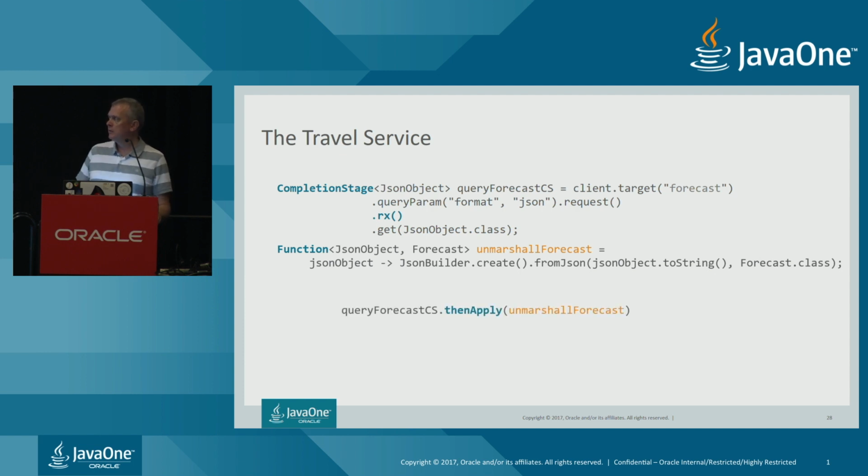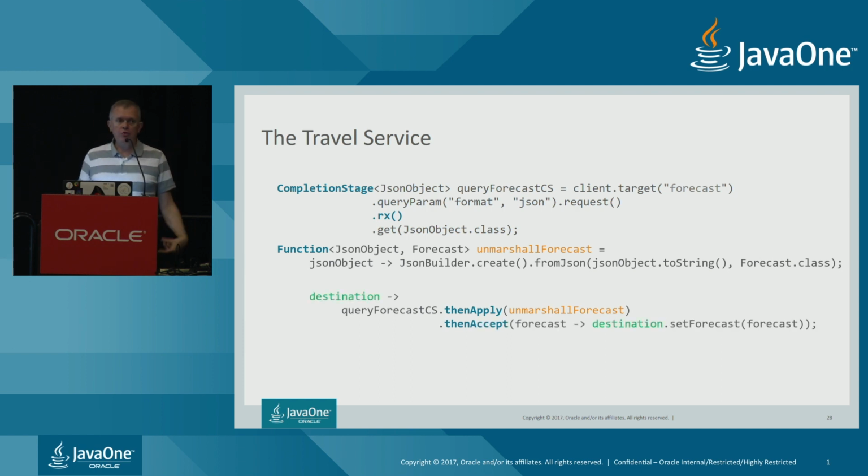So how can I trigger the execution of this function once this completion stage is completed? Well, I have an API for that. Query forecast, this is my completion stage object, then apply unmarshal forecast. This then apply method call will trigger the unmarshalling of the JSON object once it is available, that is, sometime in the future.